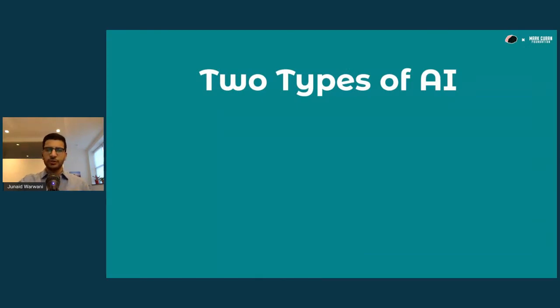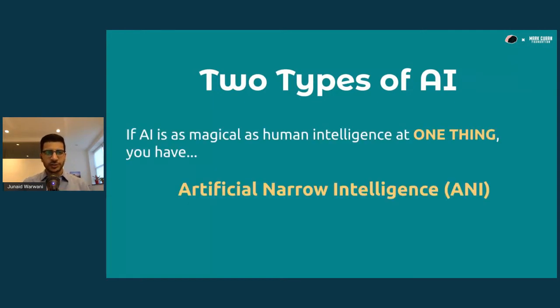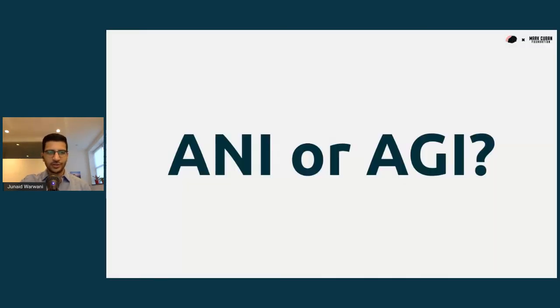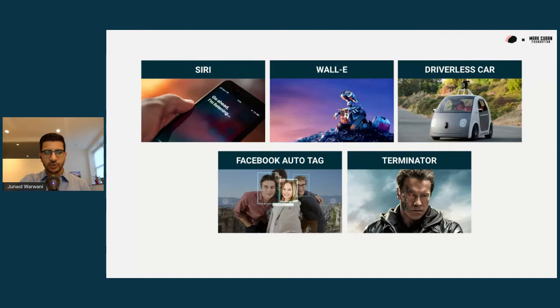AI is generally broken up into two categories. The first category is artificial narrow intelligence, or ANI. This is when AI is as magical as human intelligence at one thing. Whereas when it's as magical as human intelligence at everything, you have AGI, artificial general intelligence. We'll go back to our game. We looked at some examples of AI previously, and we'll go back to those with this information. Let's see if you can figure out which of these are examples of ANI and which are examples of AGI.